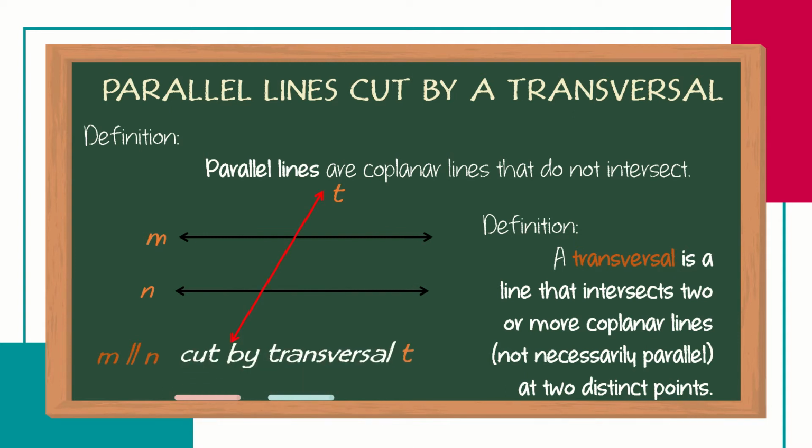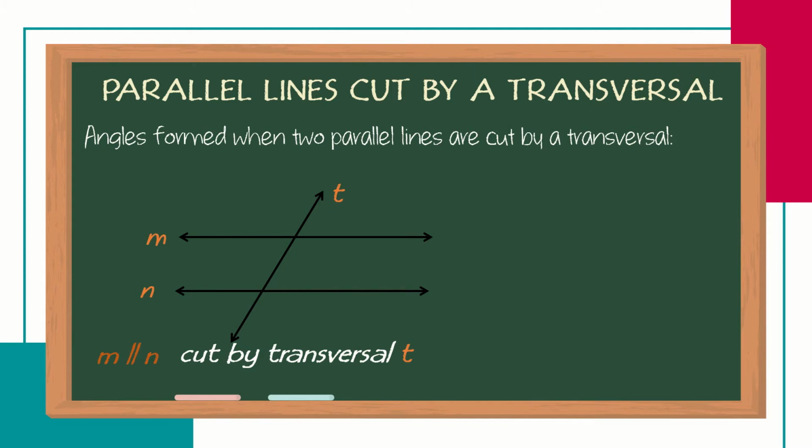The following angles were formed when the transversal T intersected line M and line N. We have angle 1, angle 2, angle 3, angle 4, angle 5, angle 6, angle 7, and angle 8. The following angle pairs are formed when two parallel lines are cut by a transversal. But before we proceed to the angle pairs, let us first identify the interior angles and the exterior angles formed when two parallel lines are cut by a transversal.